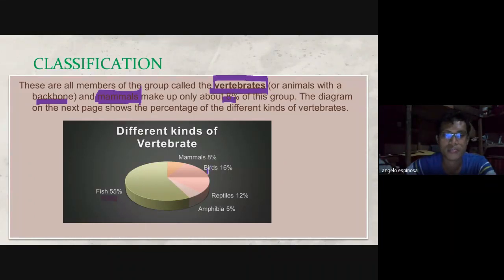And we have here fish, which is 55% of the makeup of vertebrates in the world. We have mammals also 8%, and we have birds that is 16%, and reptiles is 12%, and we have amphibia, which is 5%. As you can see, we have mammals here, birds and reptiles, amphibia, and the rest is fish.